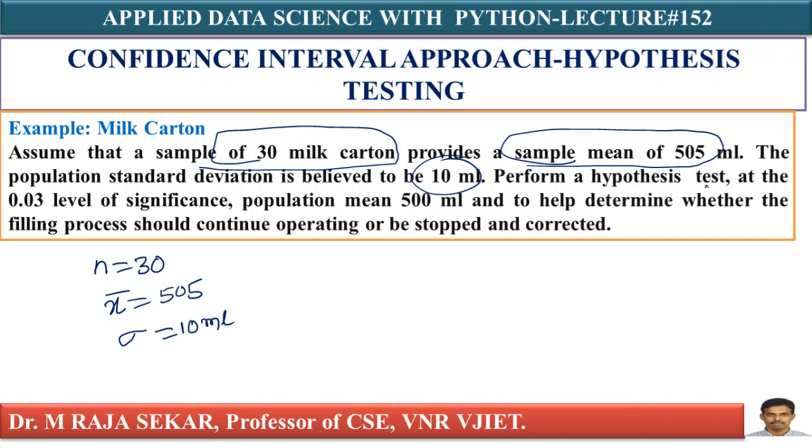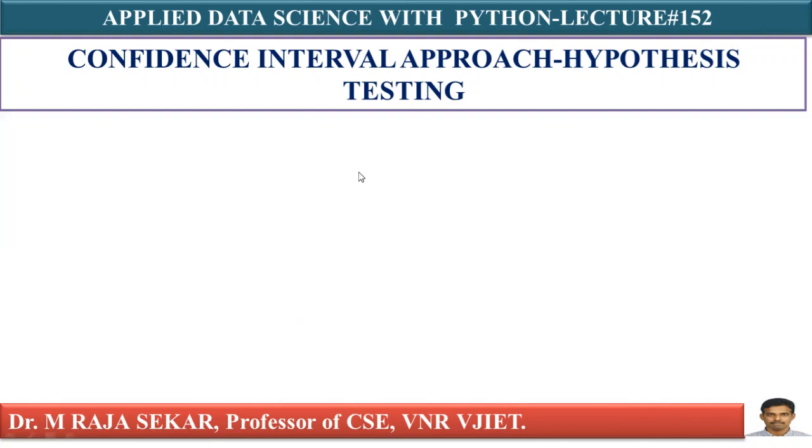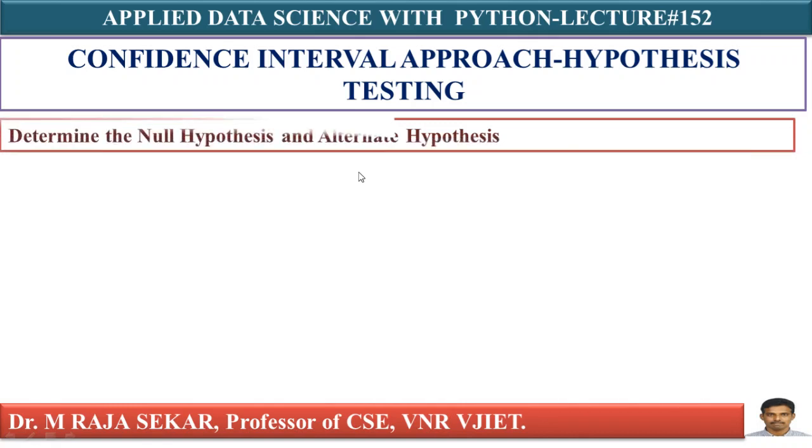Perform a hypothesis test at 0.03 level of significance. Alpha equal to 0.03. Population mean. What is my population mean? Mu equal to 500. And to help determine whether the filling process should continue operating or be stopped and corrected. This problem I already discussed, with the null hypothesis and also the alternative hypothesis.